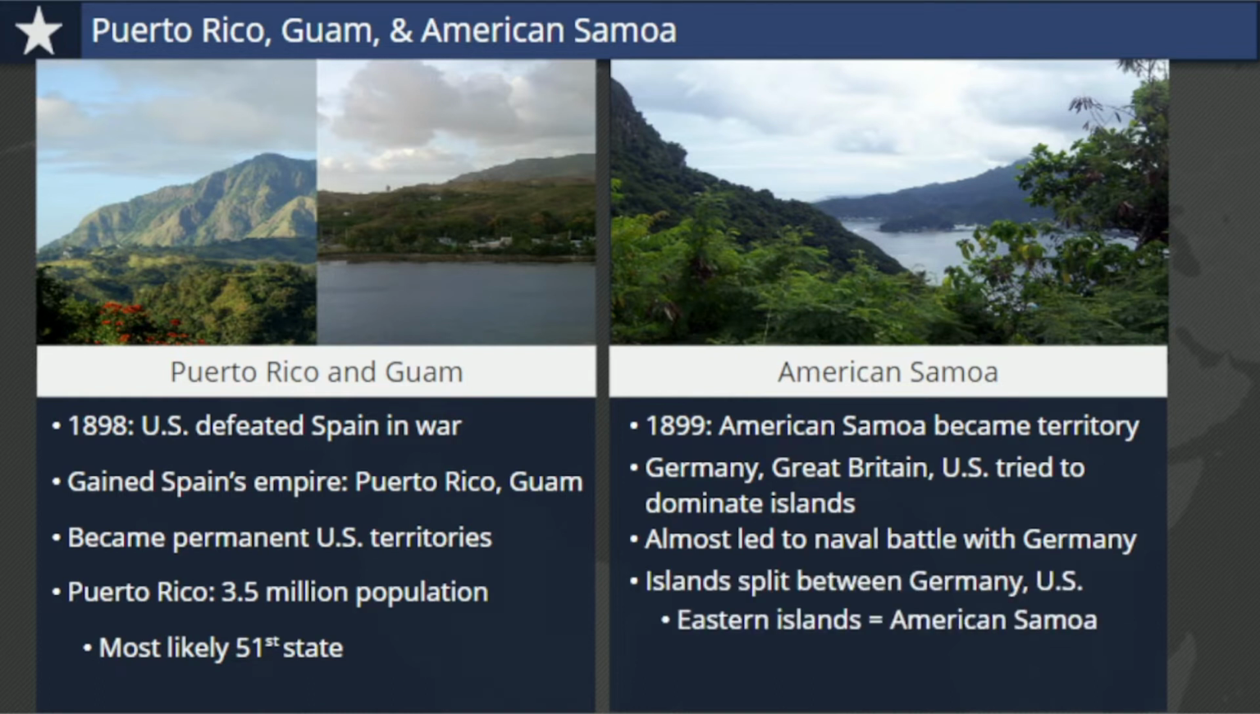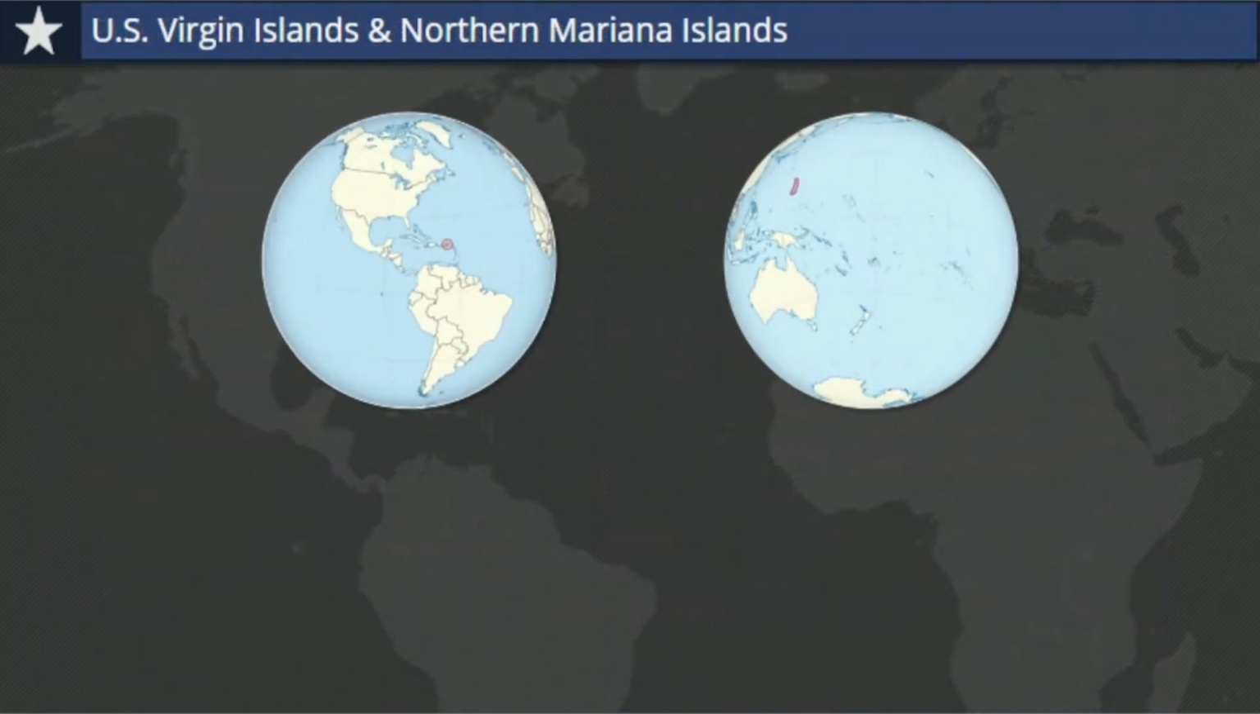The eastern islands, American Samoa, became a U.S. territory. Unlike all the other inhabited territories, people who live in American Samoa today do not possess full American citizenship. Instead, they are American nationals, residents of the United States who are not full citizens. 2 more island territories became U.S. possessions later as a result of World Wars I and II.